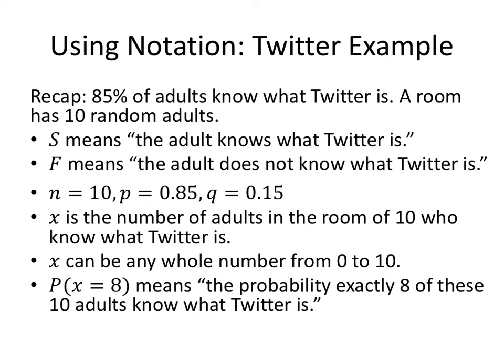So looking back at the example of the 85% of adults know what Twitter is, a room has 10 random adults. S means the adult knows what Twitter is. F will be the adult does not know what Twitter is. N in this case would be 10. Our probability of success is 0.85, which means the probability of failure, or Q, is 0.15. X is the number of adults in the room of 10 who know what Twitter is, and X can be any whole number 0 to 10. If I have the probability X equals 8, that means the probability of exactly 8 of these 10 adults know what Twitter is.